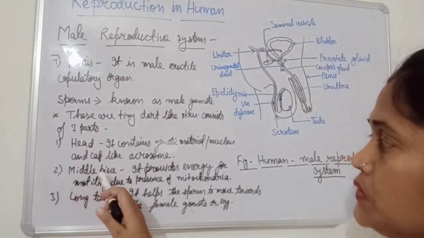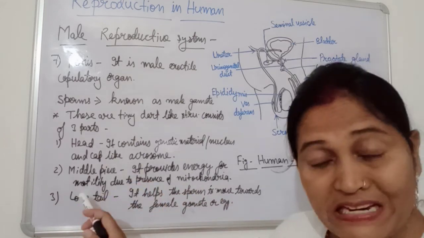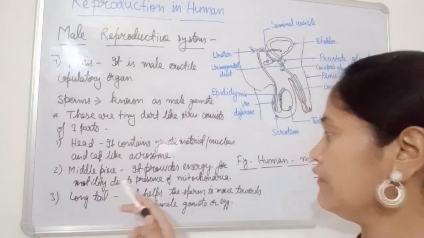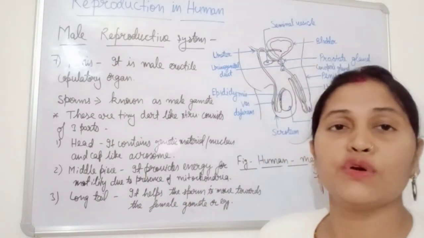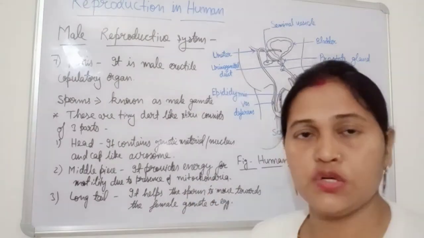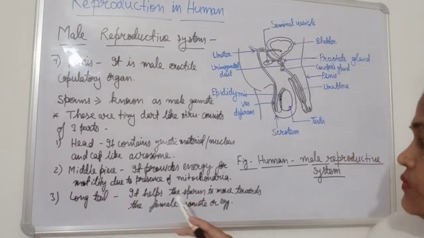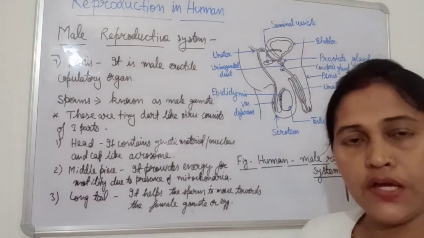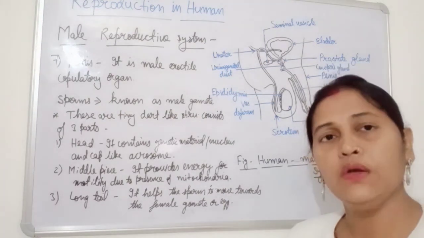Next one, the middle piece. It provides energy for what? Motility of a sperm. How can it provide energy? Because of the presence of mitochondria in the middle piece, it provides energy for the movement of the sperm. And the last is the long tail, it helps the sperm to move towards the female gamete or egg. It provides the movement to reach the destination.